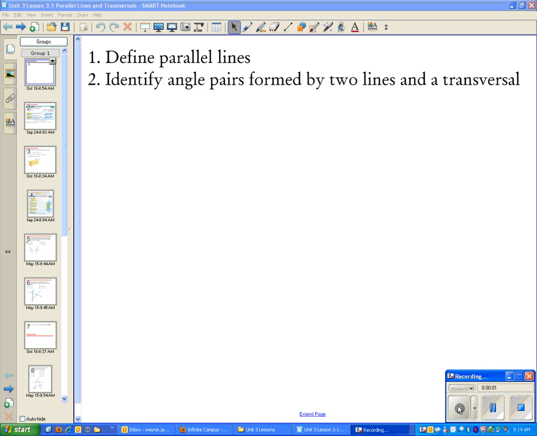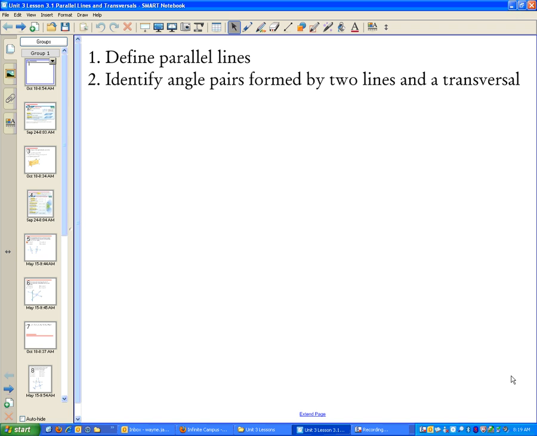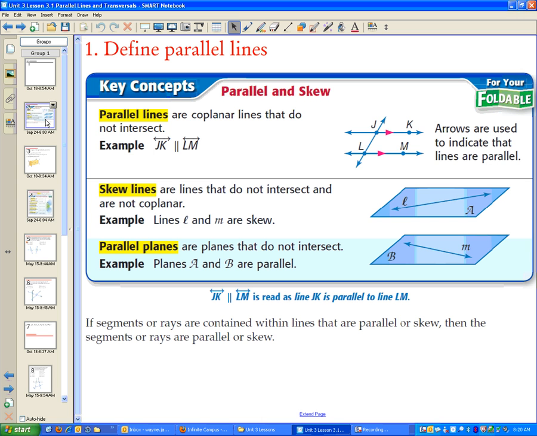All right, Unit 3. Let's start on page 171. We have two targets here. Define parallel lines, which the definition may not be what you think it is. It may be. And identify angle pairs formed by two lines and a transversal. So first, let's define parallel lines. And the definition is on page 171.